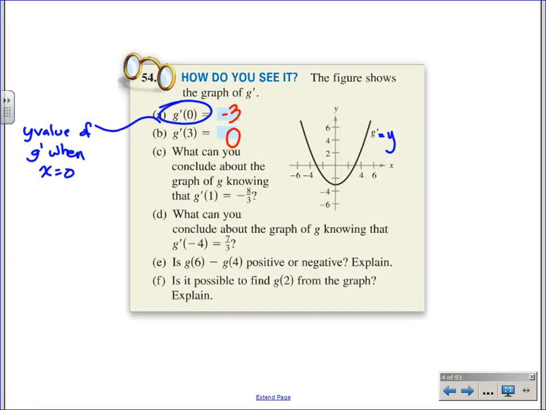But let's keep thinking. What can we say about G knowing that G prime of 1 is equal to -8/3? But that, like, 1 point wouldn't tell us that. Does that make sense? They're telling us this right here is -8/3. 1 point doesn't tell us that.